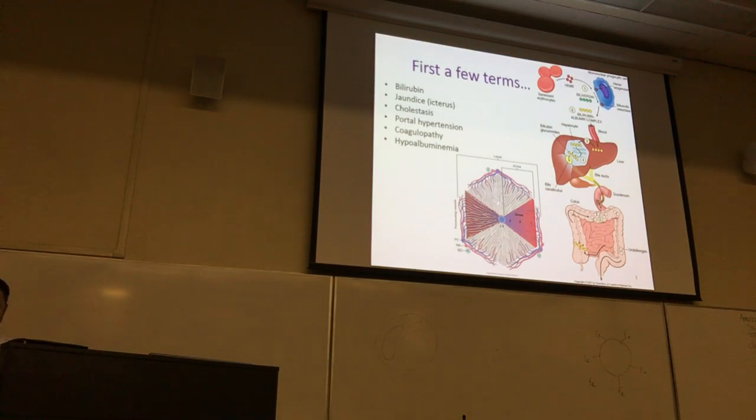Coagulopathy. The liver itself is responsible for synthesizing a lot of the coagulation factors. In fact, all of them, except for factor 8. So coagulopathy, or a problem with manufacturing coagulation proteins, is when the liver's not making these clotting proteins, and you get abnormal blood clotting disorders, coagulopathy.